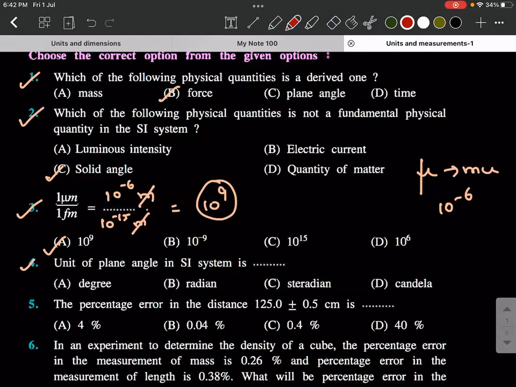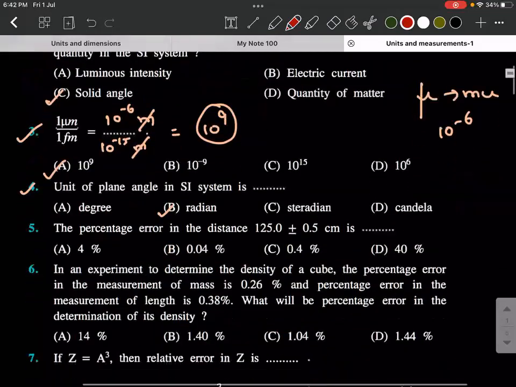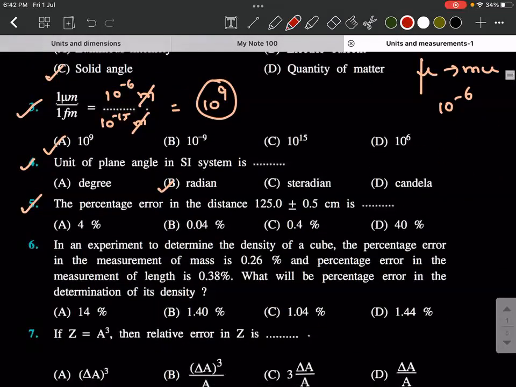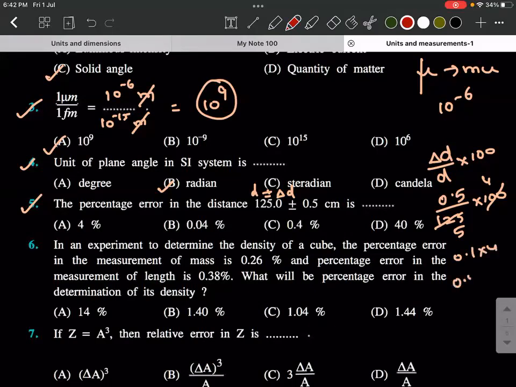Fourth, unit of plane angle in SI system, radian. Now comes an important question. 15th one, the percentage error in the distance. They are reporting the measurement of some distance, which is 125 plus or minus 0.5. So what is this distance plus or minus delta d? How do you calculate the fractional value? Formula is delta d divided by d into 100. How much is delta d? 0.5 divided by d, which is 125, into 100. So this goes 4 times, this goes 5 times. So you get 0.1 into 4, which is 0.4%.